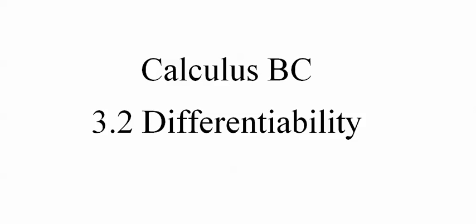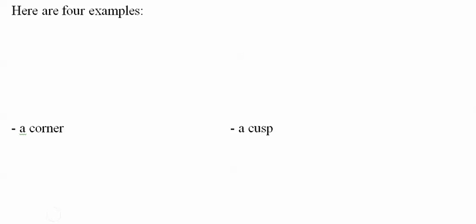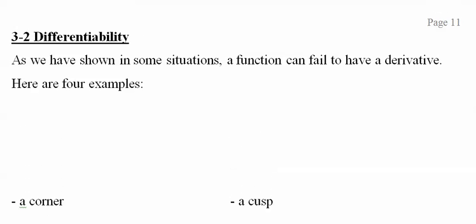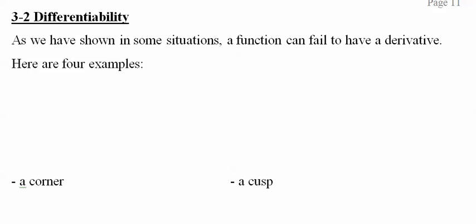Calculus BC, lesson 3.2, differentiability. Keep getting more and more intricate here. We worked on creating a derivative last lesson. Now, there are some situations where a function can fail to have a derivative, so we need to look at those. The first one is what we call a corner, and that would be absolute value.